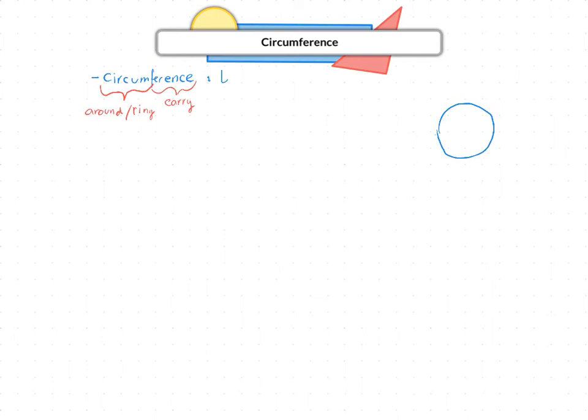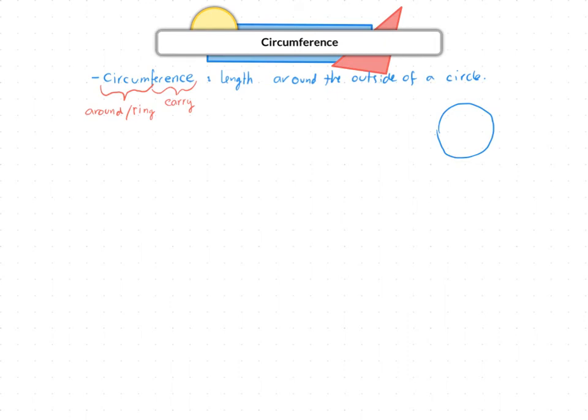Circumference is the length around, what did I do here? There's no E after length. Length around the outside of a circle. So perimeter is the length around the outside of a shape, generally straight edges. Circumference is the length around the outside of a circle. So it's looking at a circle and it's going, okay, how long is it around the outside of that?